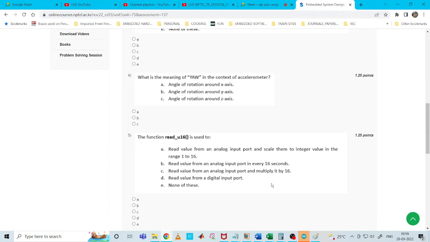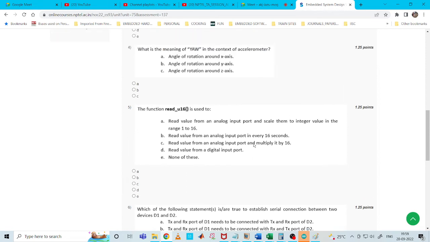But then, for example, if you feel that A, B, C, D are not the right answer, then it should be none of these. Correct, na? Yeah. Okay. Tell me. Here it is saying the integer value ranges from 1 to 16. That's not true, isn't it?